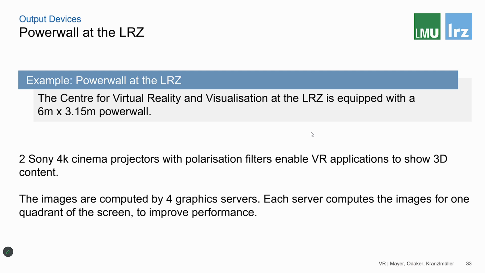And of course, having 4 workstations or graphic servers to compute the images means that each graphics card needs to compute a lower resolution, which gives you a better overall performance as well, which is quite useful when you are used to dealing with very large scale data.